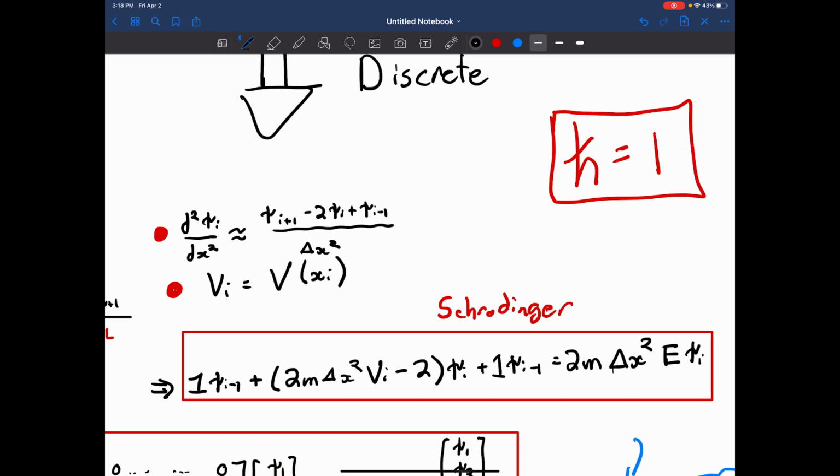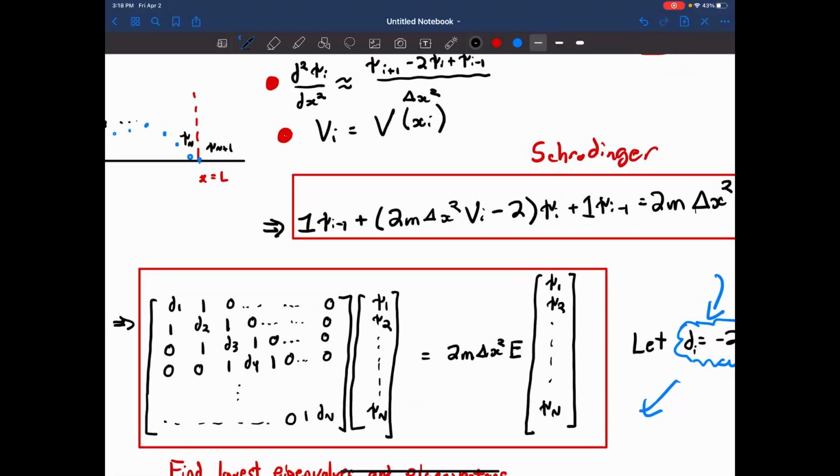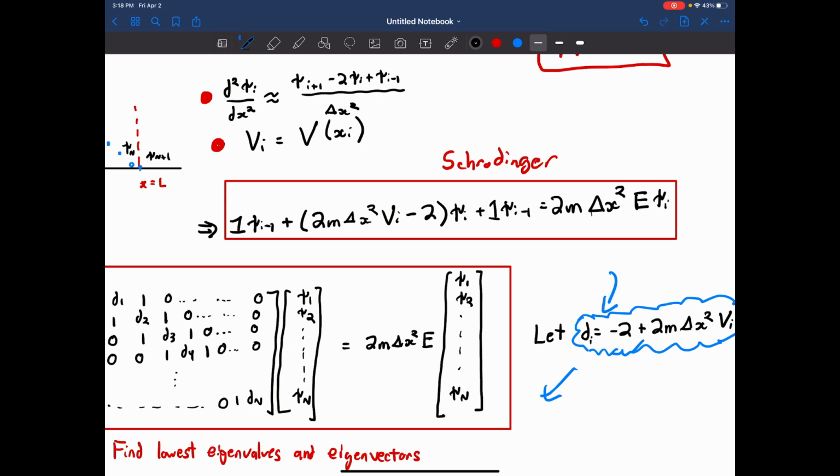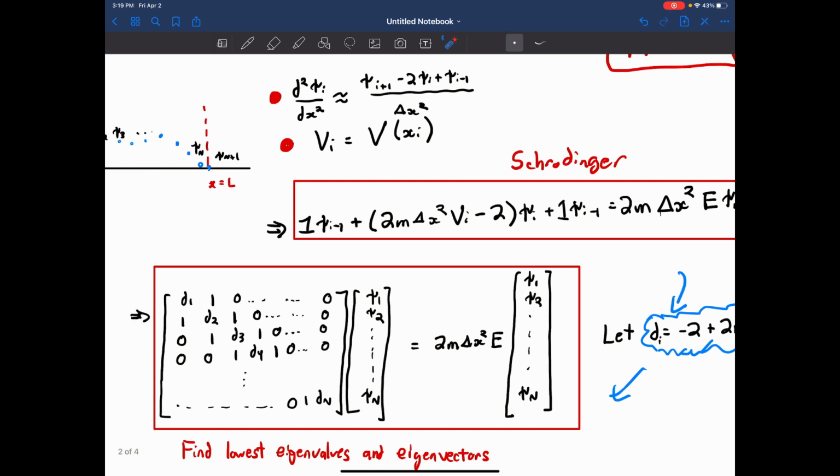And this is a system of linear equations, right? With my psi i as a vector, and it can be expressed as a matrix like this. And what I'm going to do is let d_i equal this value here, because this will be on the main diagonal. And you'll see if I take any value of psi here and I multiply by the row, I will get this. So all these equations for each value of i are written in this matrix form. And from this we can find eigenvalues and eigenvectors.